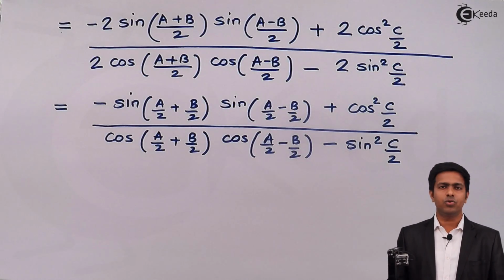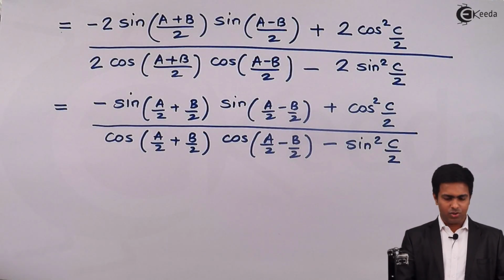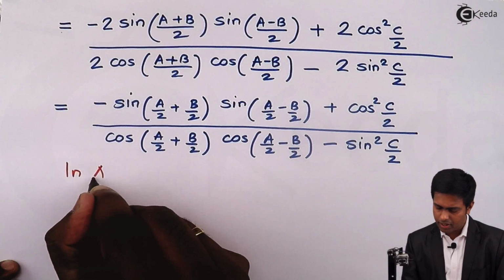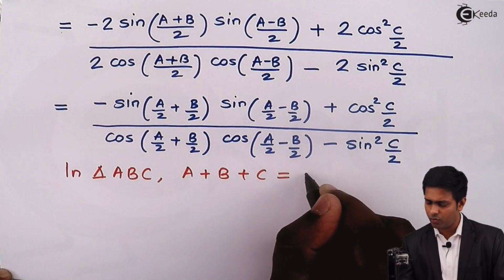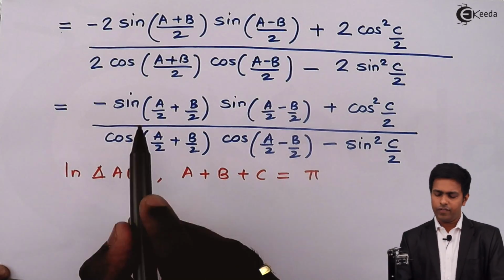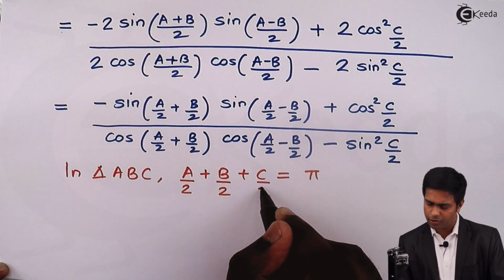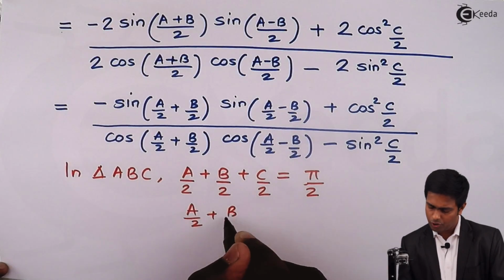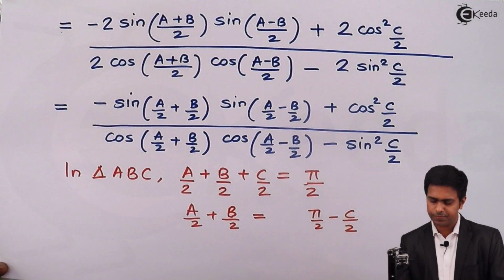And for that, we will use the formula of angles of triangle. So we'll say here, in any triangle ABC, we know that A plus B plus C is equal to pi. Now we want the value of A by 2 plus B by 2. So I'll divide both sides with 2. So here I'll say A by 2 plus B by 2 plus C by 2 is pi by 2. And therefore A upon 2 plus B upon 2 is equal to pi by 2 minus C by 2.